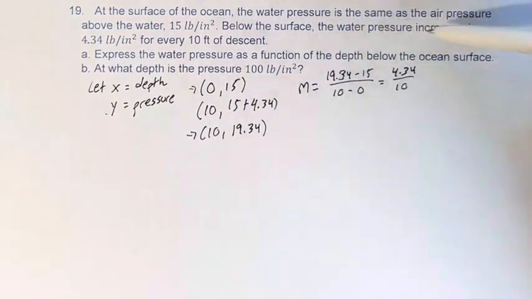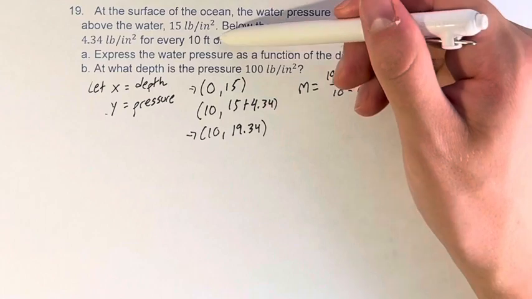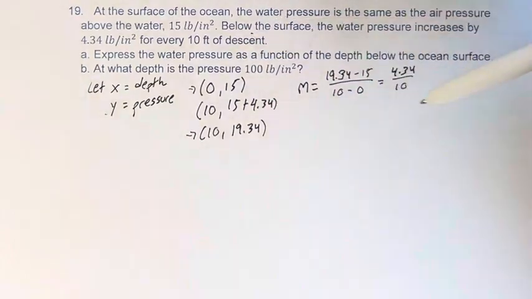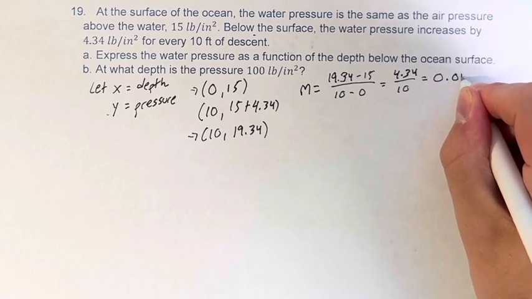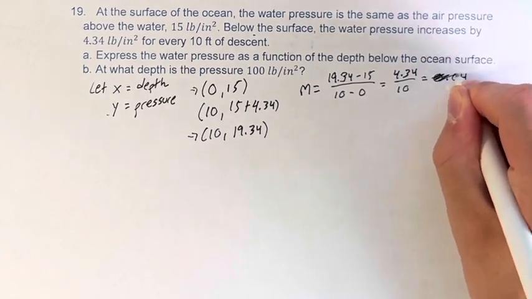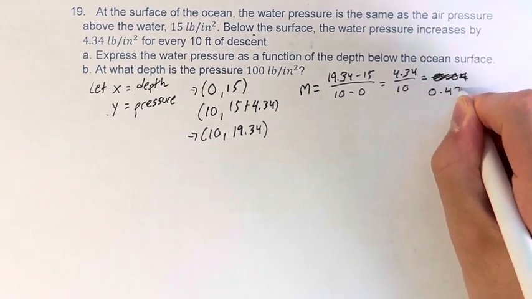And we're told that the water pressure increases 4.34 for every 10 feet of descent. So that's represented in the slope. The slope is 0.434.